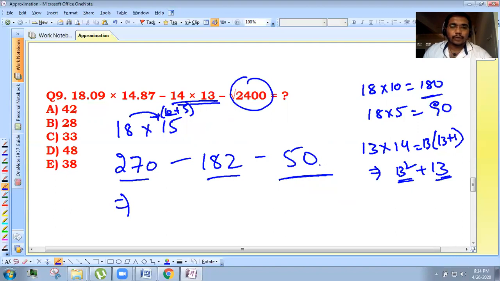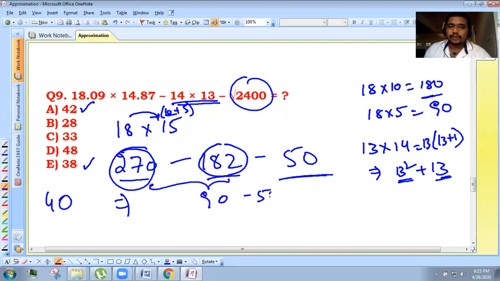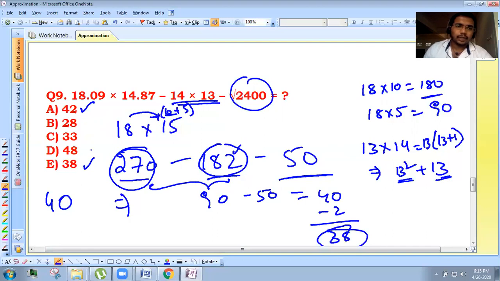But you have a conflict here. If you are getting the answer as 40, you may choose A or E as the option. That's why you have to do it more precisely. This is 270 minus 180 we are taking initially. That means we thought 180. That's why 90 is coming. 90 minus 50 is equal to 40. But 2 is extra here. You have to subtract 2 also. Then the answer is what? 38. So not 42, this is 38.